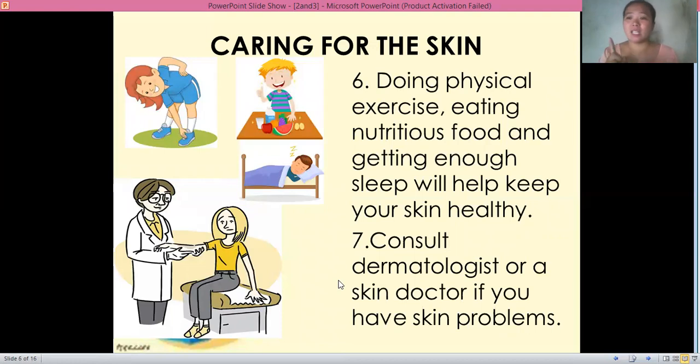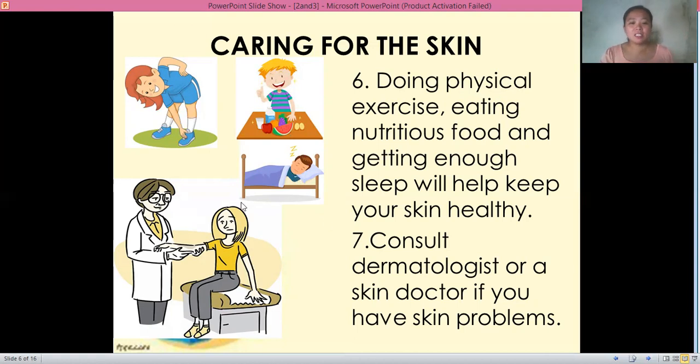Next is number 6. Doing physical exercise, eating nutritious food, and getting enough sleep will help keep your skin healthy. So if you are exercising regularly, if you are eating nutritious food, okay, especially those fruits and vegetables that are good for your skin, and you are sleeping well, then you can have a healthy skin.